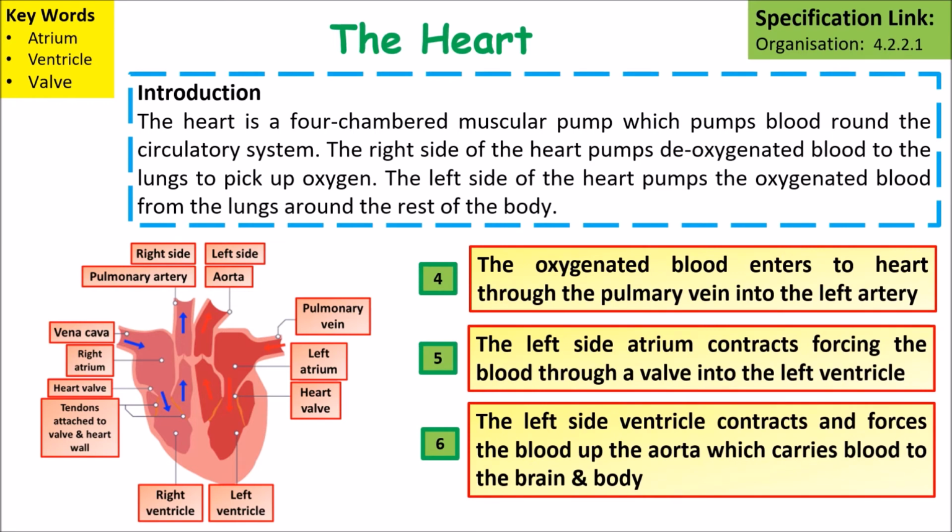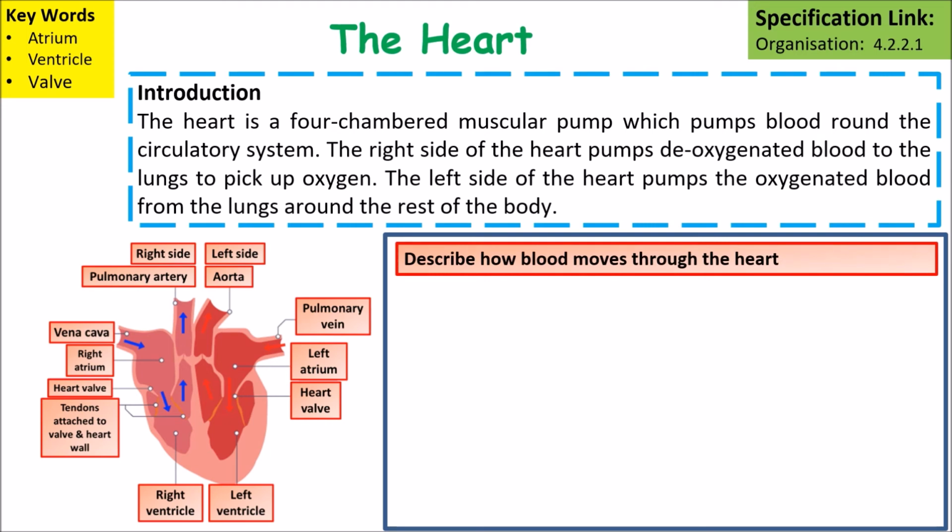The oxygenated blood then re-enters the heart through the pulmonary vein into the left atrium. The left atrium contracts, forcing the blood through a valve into the left ventricle. The left ventricle contracts and forces blood up through the aorta to the rest of the body and the brain.